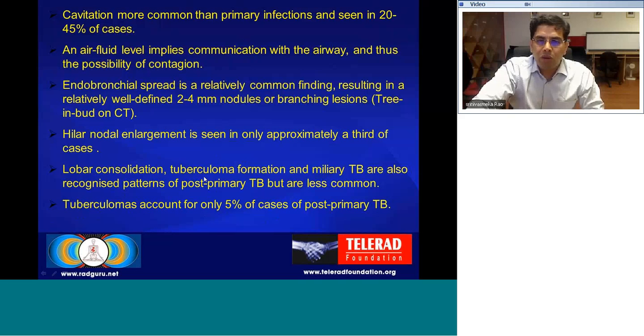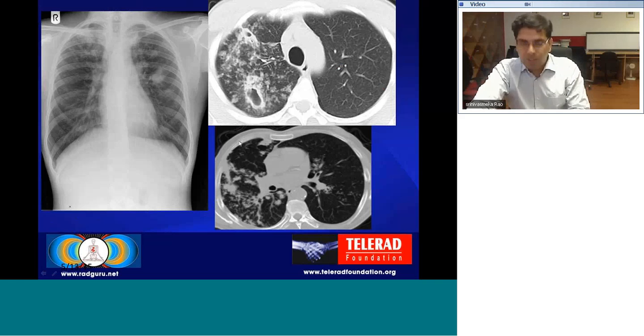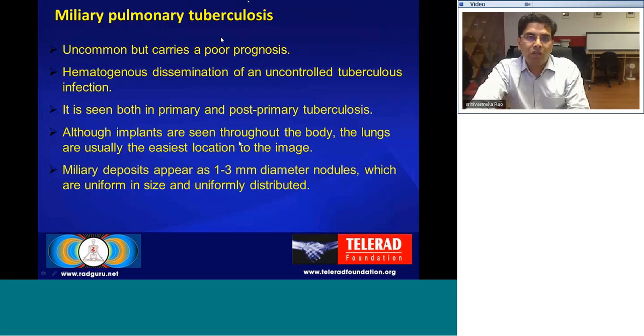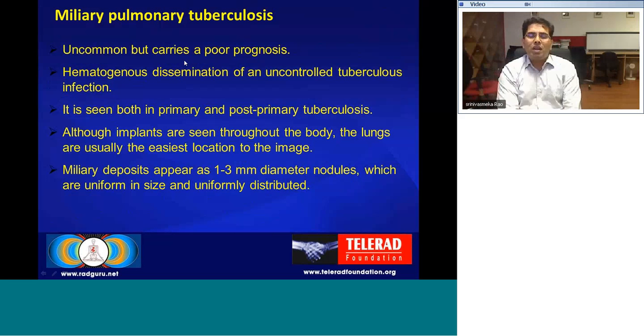The lobar consolidation, tuberculoma formation, and miliary TB are also recognized patterns of post-primary TB, but are less common, right? So tuberculoma is more with the primary, and miliary TB may or may not be seen. If it is miliary TB, then most probably we're dealing with a hematogenous spread, right? Coming on to the next form, miliary pulmonary tuberculosis, it's very uncommon, but it carries a very poor prognosis.